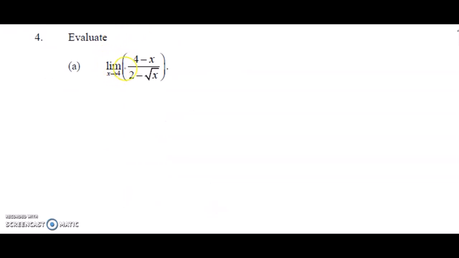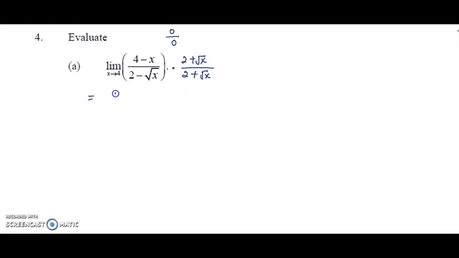For question 4a, again, substitution first. Substitute 4 inside, you got 0 on top. And substitute 4 here, you got 2 minus 2, 0 below. Again, I decided to multiply by its conjugate. The conjugate will only appear for the root. So you have your 2 plus root x. And on top, you multiply by the same thing.